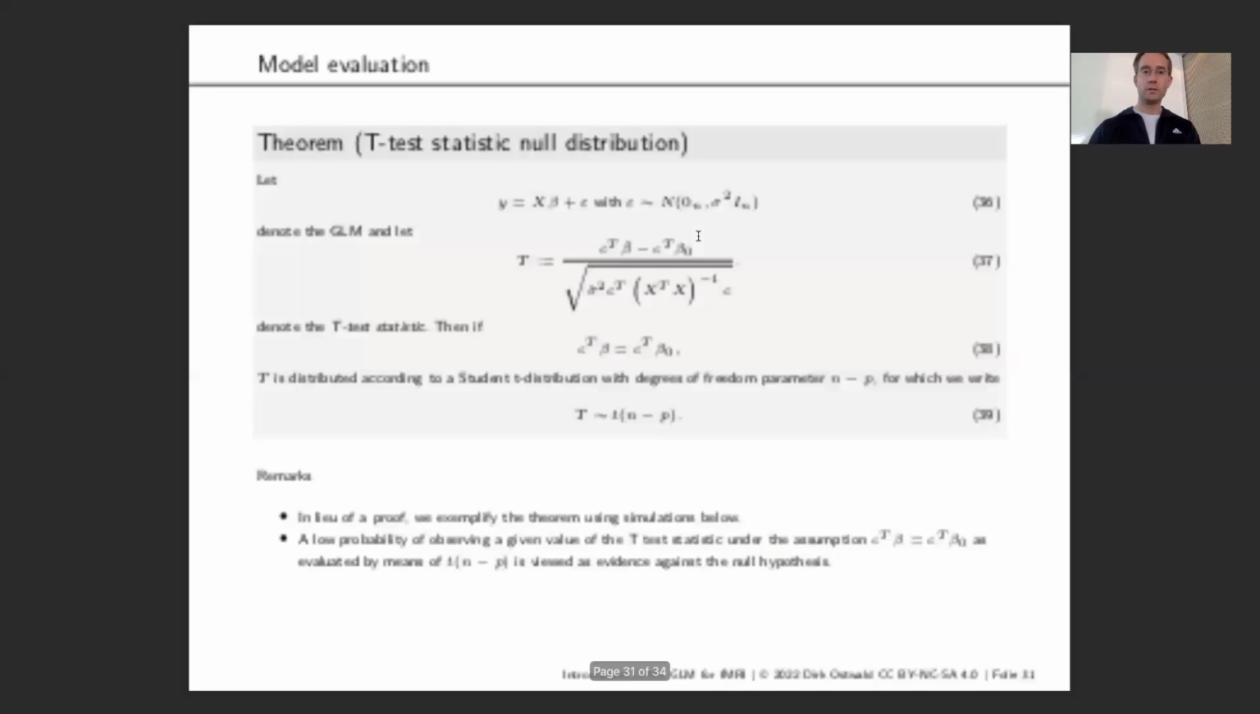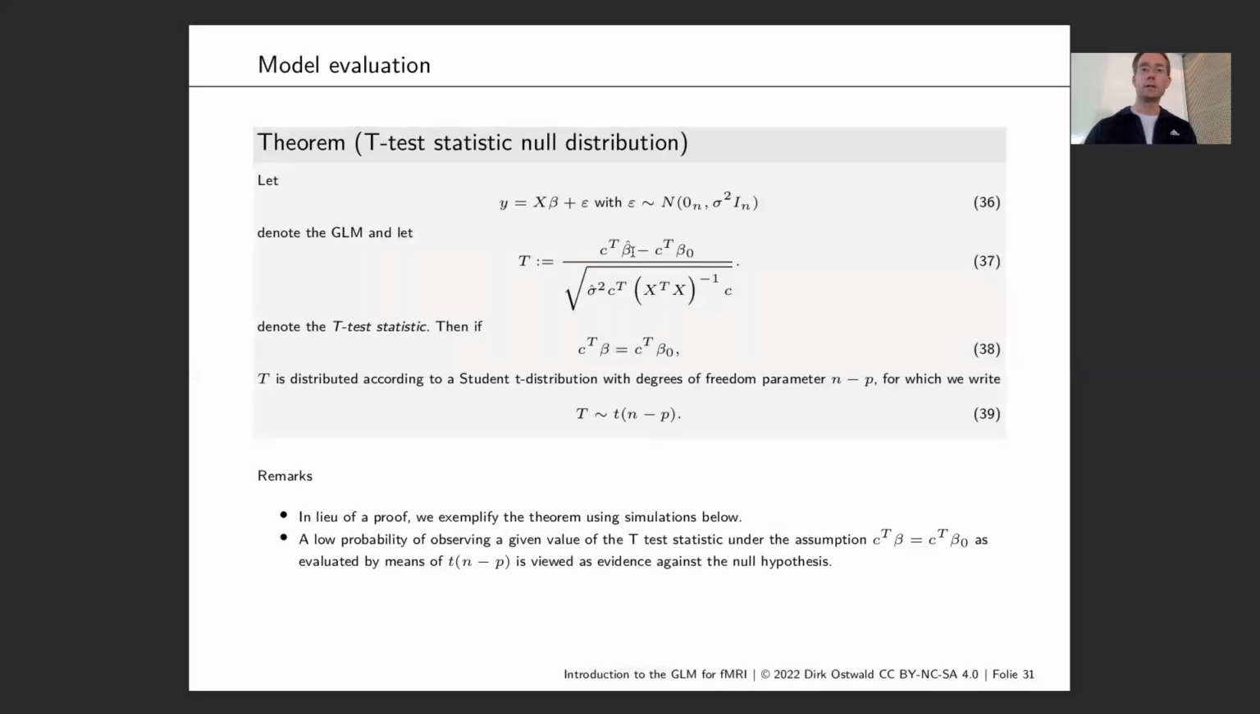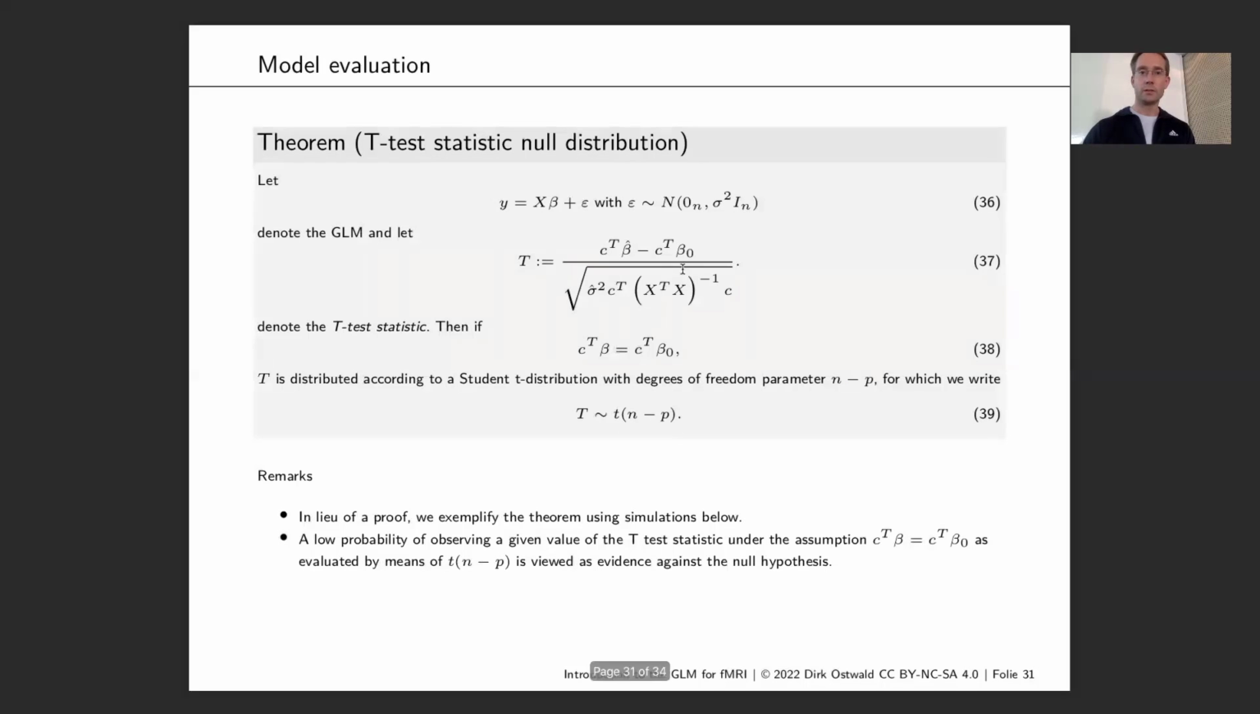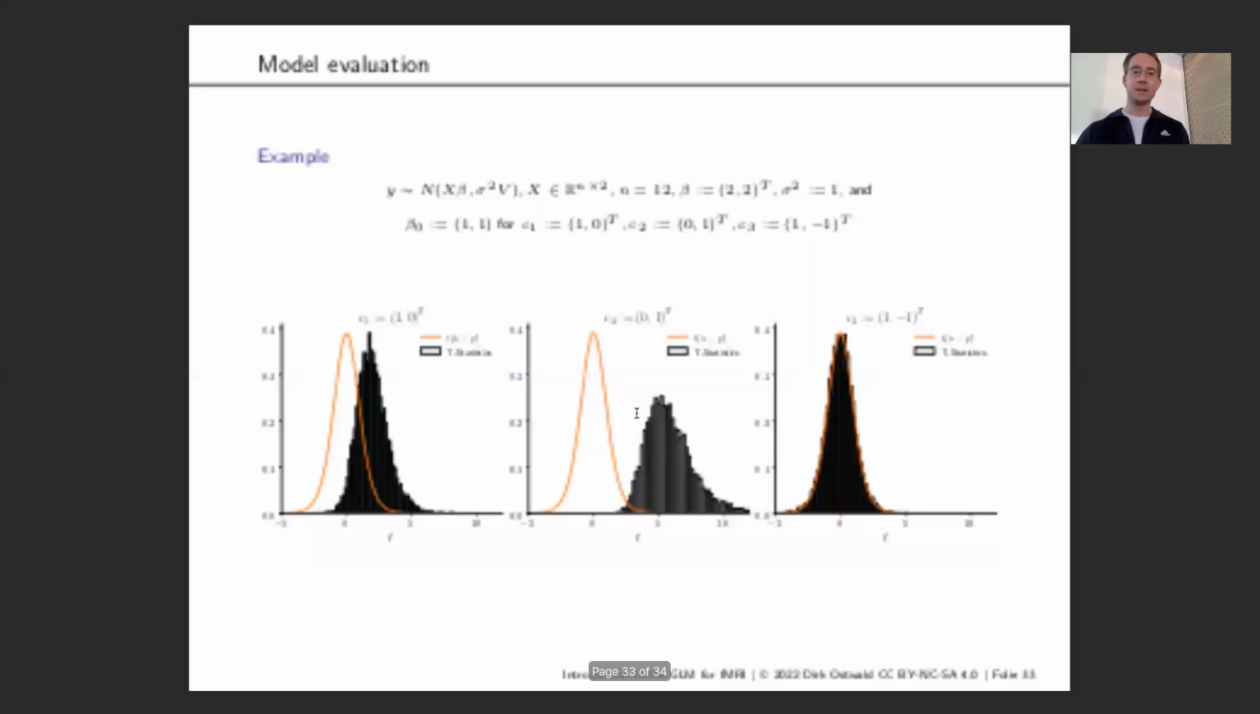Now, if we compute these contrasts with 1, 0, we get the first element of beta hat, and here we can do this explicitly. So that's 1, 0 times 1, 1, and then we get, of course, 1. Now, this statement says that if these contrasts, c transpose beta hat and c transpose beta 0, are identical, then the t statistic is distributed according to Student's t distribution. If this is not the case, this may not hold. And this is what's happening here.